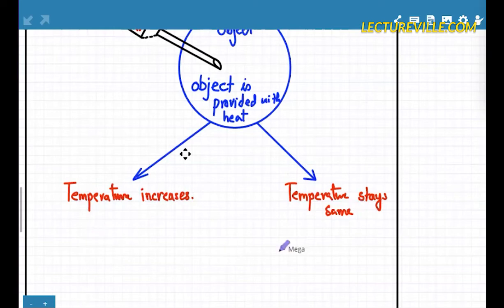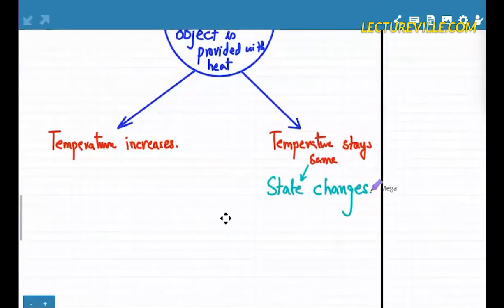If temperature is not changing, then state changes. And if you are a physics student, you should keep in mind that in one case, only one thing can change. If temperature is changing, it means state is not changing. And if state is changing, it means temperature is not changing. Both of the things cannot happen together.